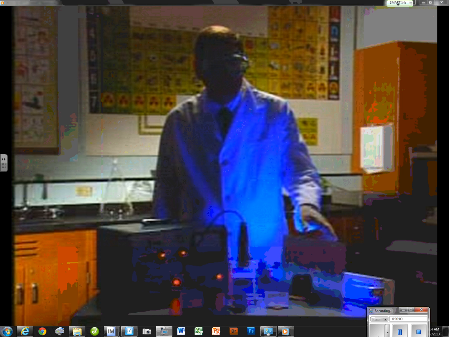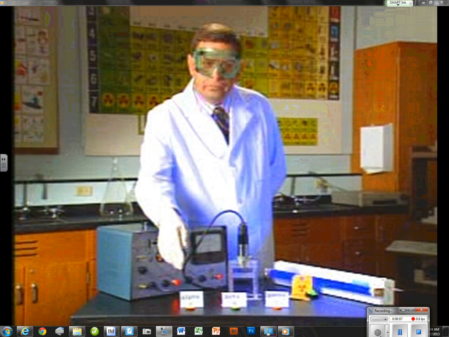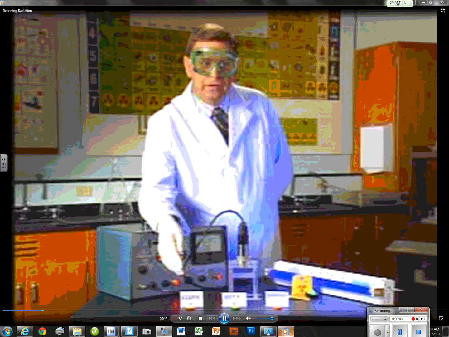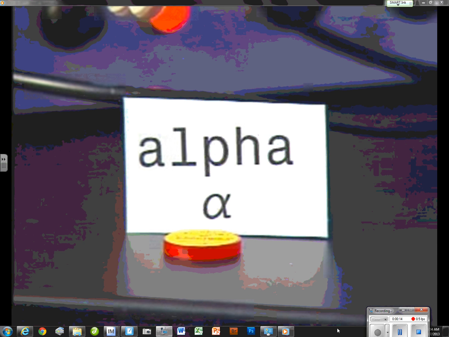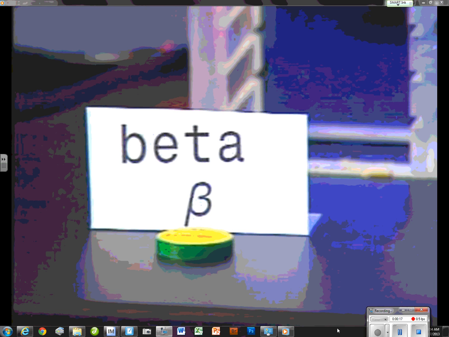Especially if we expose this sample to ultraviolet light, we can see it glow. There are three different types of radioactive particle energy: alpha radiation, beta radiation, and gamma radiation.